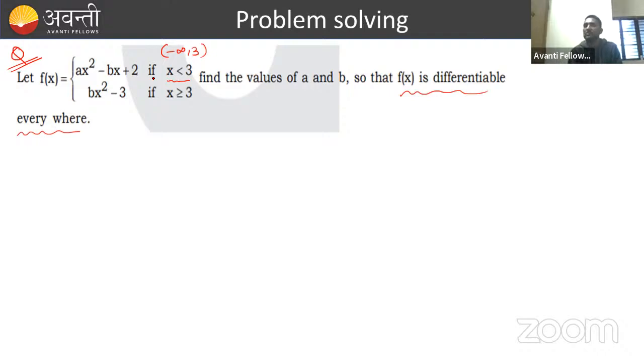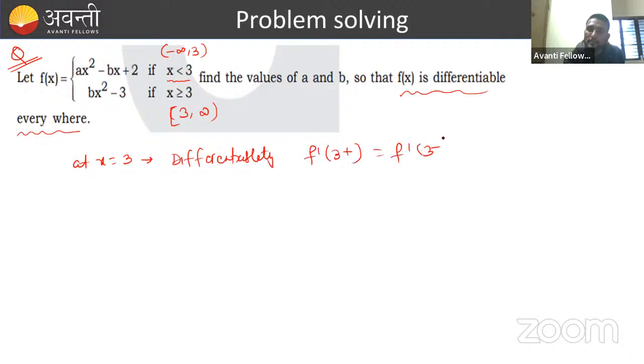If x is greater than or equal to 3, it is bx square minus 3. Again from 3 to infinity it is always differentiable, but there is some chance that exactly at x equals 3 it can be not differentiable. So we will check at that point only, because the function is changing at x equals 3. There we just check differentiability, like f dash 3 plus or f dash 3 minus.